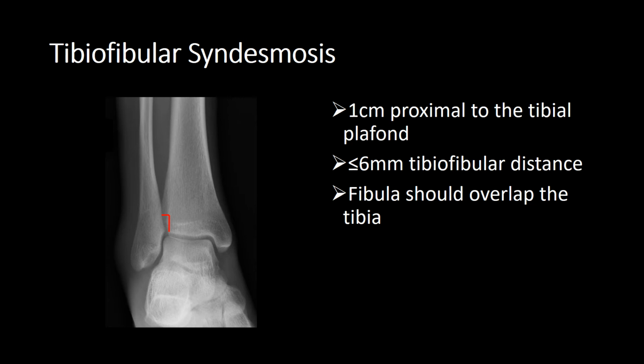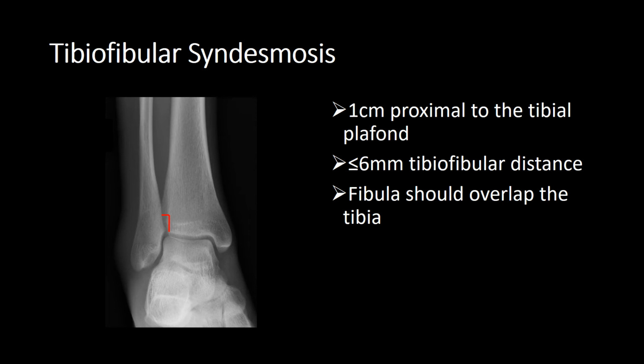So when we measure the tibiofibular syndesmosis, the dense sclerotic line here is your tibial plafond. We measure 1 centimetre proximal to the tibial plafond, and the gap between the distal tibia and the distal fibula should measure 6 millimetres or less.